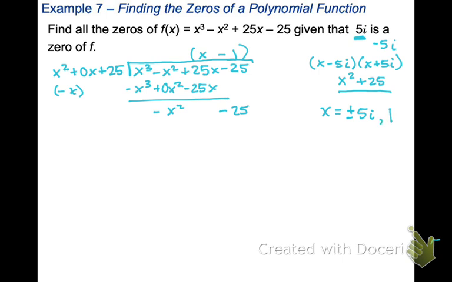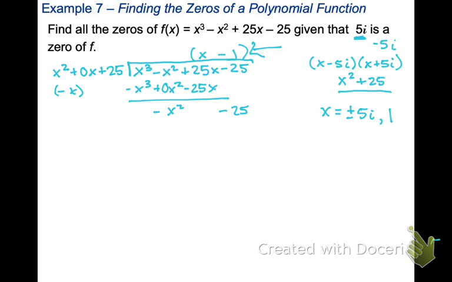Okay, did you get x minus 1? I will when I'm done with mine. Did it take me long to do that? No. And I got my zeros as plus or minus 5i and 1. Where'd I get 1 from? You set your quotient equal to 0. Good job using the quotient word. I set my quotient equal to 0.